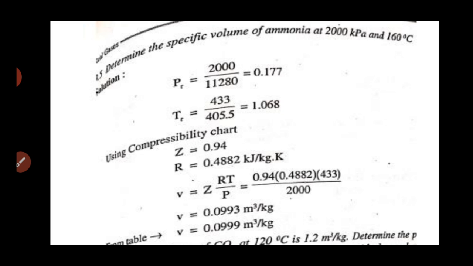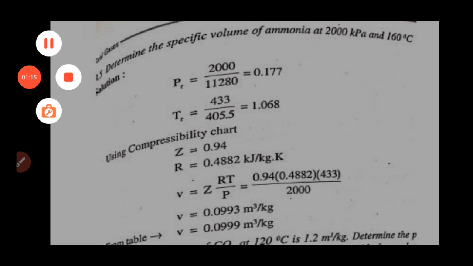Now, this problem we are solving using a compressibility chart. So we will find out the reduced properties, that is reduced pressure as well as reduced temperature. And to find the reduced properties, that is PR and TR, we need to know PC and TC, that is the critical properties, pressure and temperature at the critical point. And these PC and TC are given in the table. Now for ammonia we will see the table.